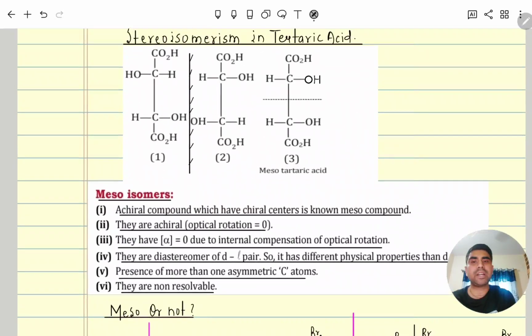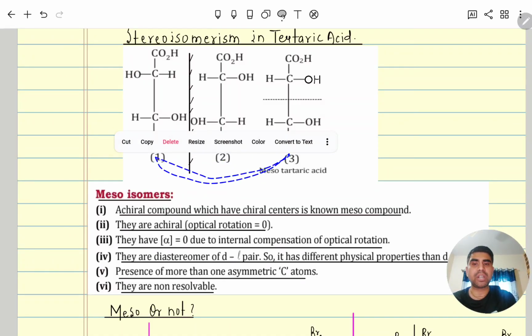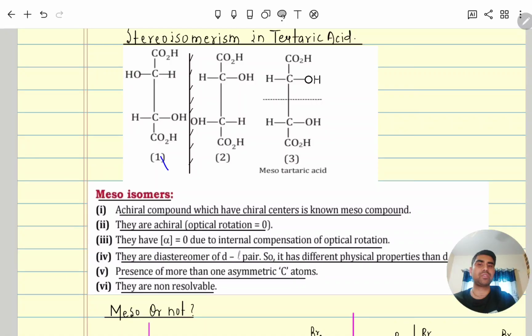Like here, suppose this is one enantiomer. If it is dextrorotatory, then this will be levo. So overall they will compensate, which is external compensation. If we look at 1 and 3, they are both diastereomers. We discussed this in geometrical isomerism also.